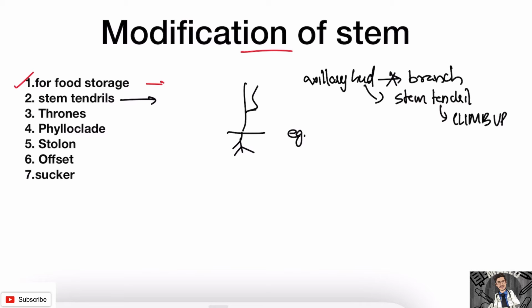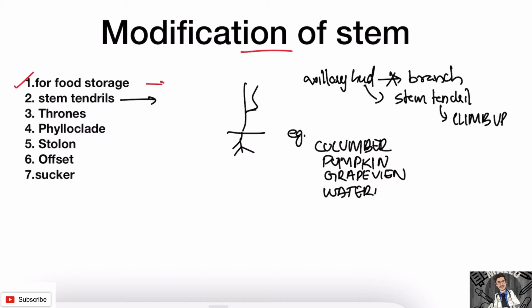The basic examples that you have to learn are cucumber, pumpkin, grapevine and watermelon. So these are the examples that you have to learn for stem tendrils.